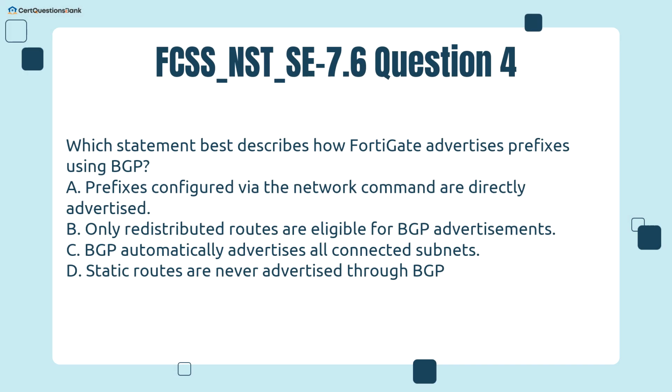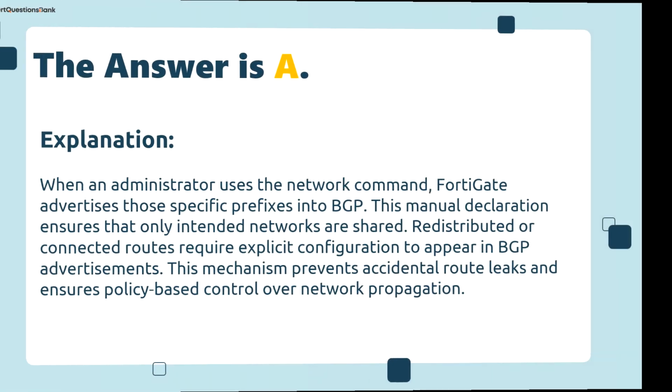Which statement best describes how FortiGate advertises prefixes using BGP? A. Prefixes configured via the network command are directly advertised. B. Only redistributed routes are eligible for BGP advertisements. C. BGP automatically advertises all connected subnets. D. Static routes are never advertised through BGP. The answer is A.